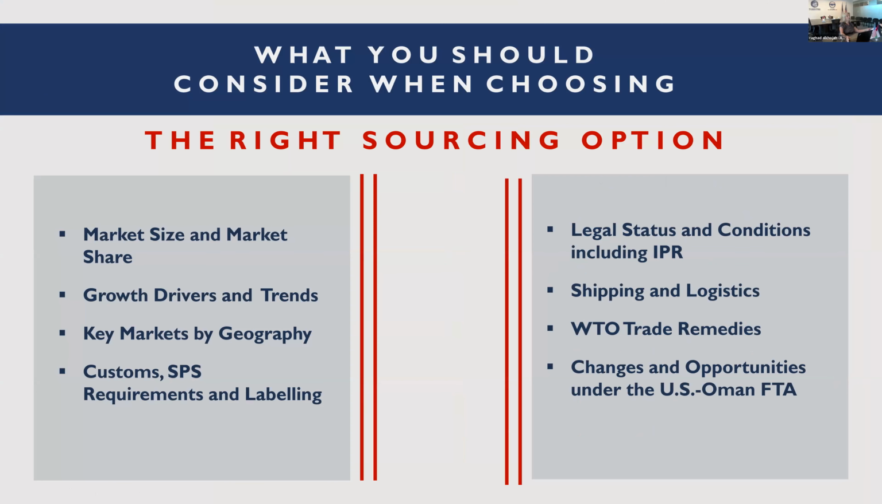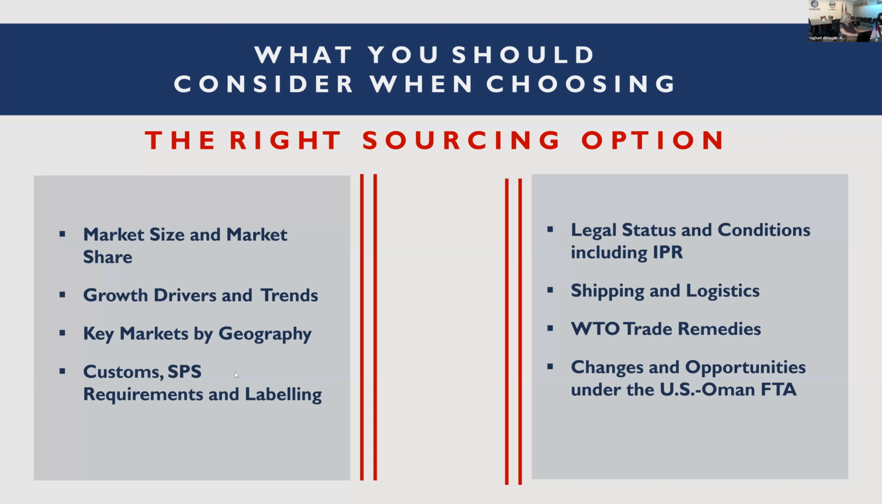What should you consider when you're choosing the right sourcing option and your partners in the US? Of course, market size and market share are very important. Growth drivers and trends, key markets by geography, customs, SPS requirements and labeling. You have to have a company that can comply with the national compliance requirements of Oman and can meet them. Legal status and conditions, including IPR. This is very important.